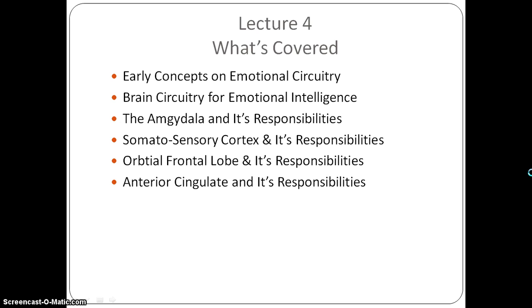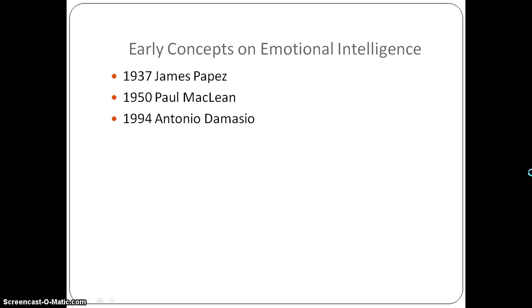So in this particular lecture, we're going to be talking about some early findings on the emotional circuitry for emotional responses. We're also going to be covering the particular brain circuitry for emotional intelligence. And then we're going to go over the 4 main areas of the brain that deal with emotions and intelligence. So we're going to be talking about the amygdala, the somatic-sensory cortex, the orbital frontal lobe, and the anterior cingulate.